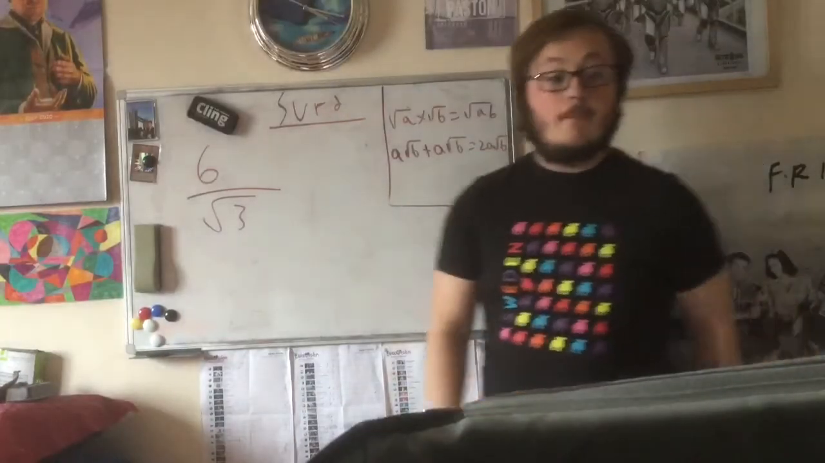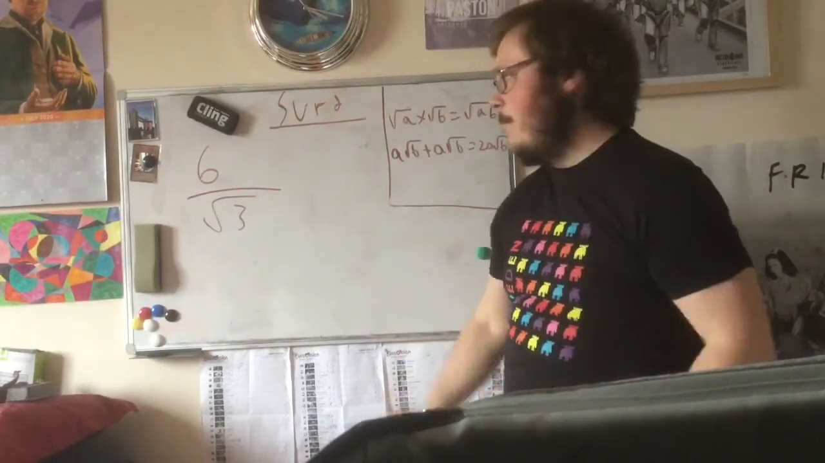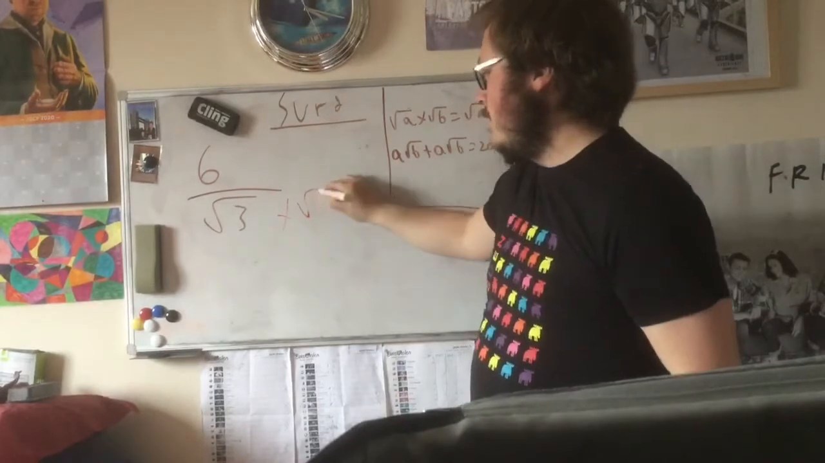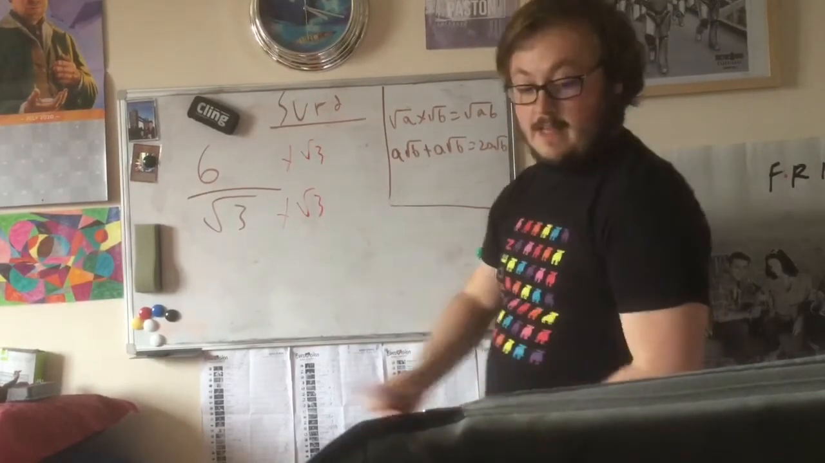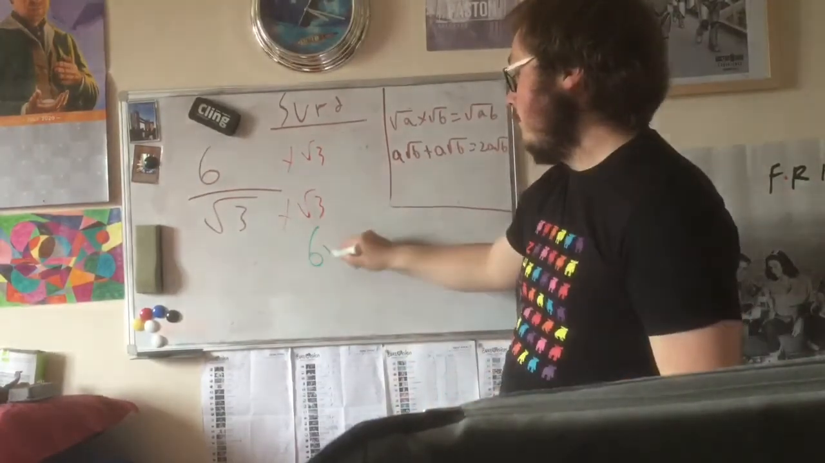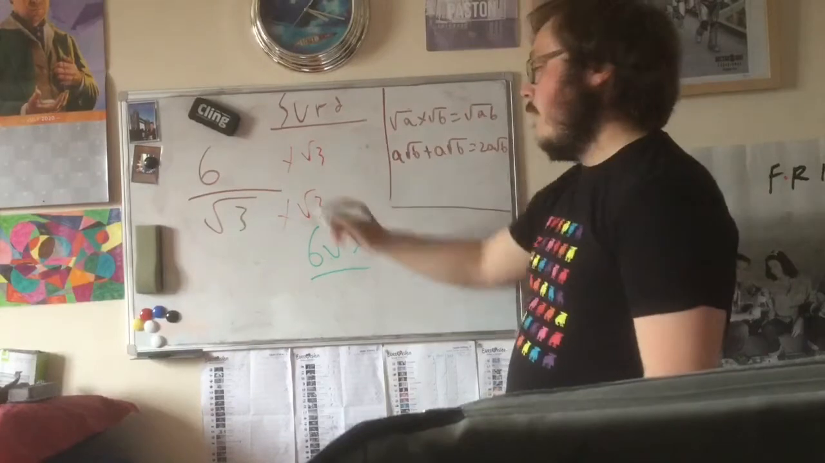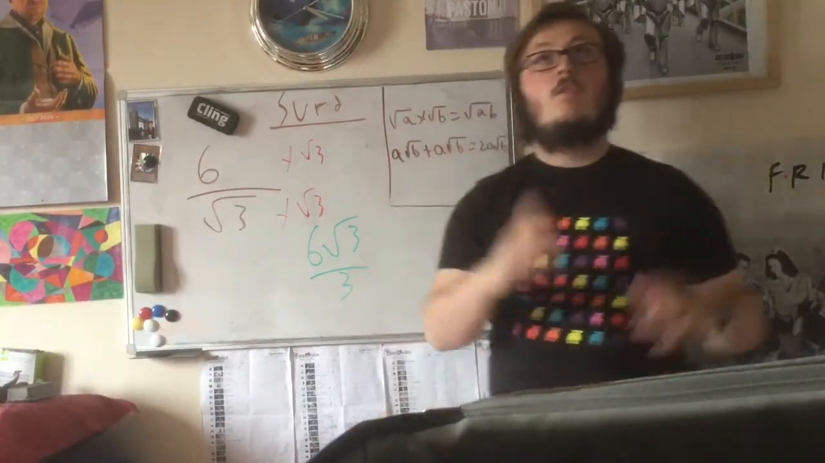Let's try it with this one. This time it's not root 2, it's root 3, because I thought, you know what, do something different. So we multiply by root 3, and we multiply by root 3. So 6 multiplied by root 3 becomes 6 root 3. Root 3 multiplied by root 3 becomes 3. And that's all we have to do.